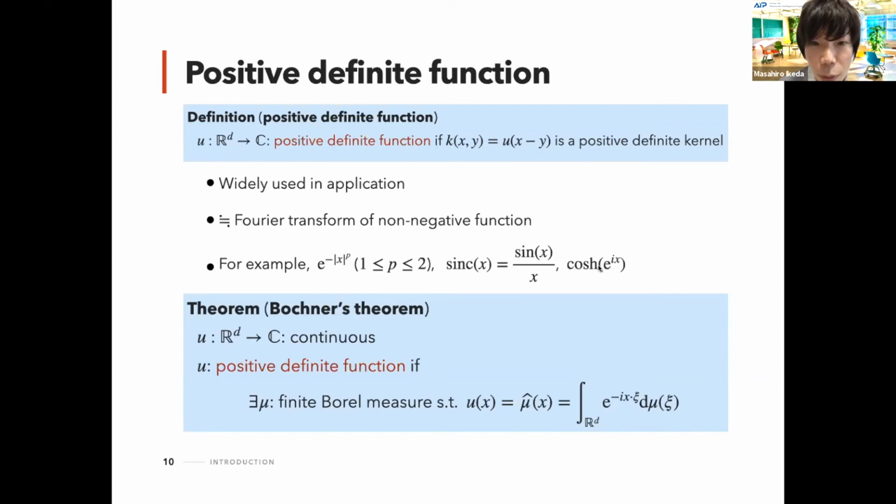For positive definite functions, Bochner's theorem is well known. This is the characterization of positive definite functions. Namely, let u be a continuous function from R to C, and u is a positive definite function if and only if there exists a finite Borel measure such that u(x) is equal to the Fourier transform of the Borel measure, which is written on the right-hand side. And this is a characterization of positive definite functions.